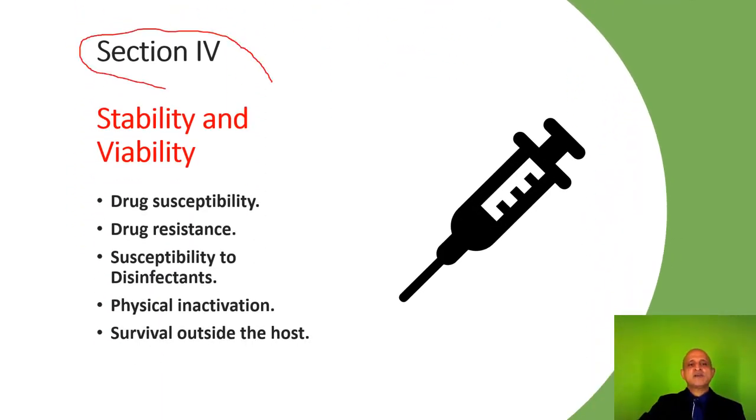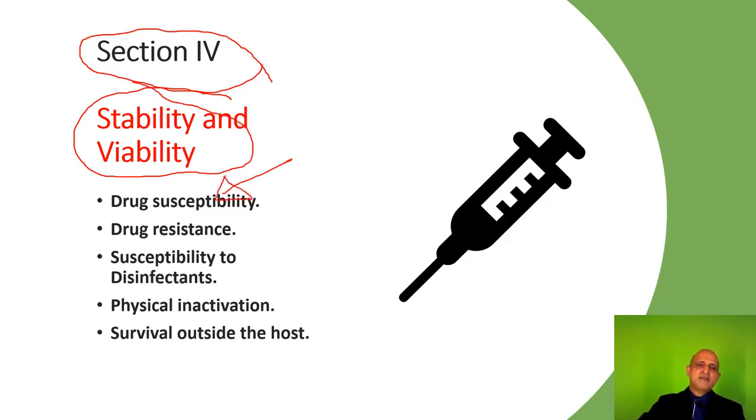Section 4 focuses on stability and viability, and this relates to environmental stability as well as stability in the host. Drug susceptibility, as you must be well aware by now, a large number of microbes are basically resistant to drugs, and they have developed what is known as antibiotic resistance profiles, and we must ascertain this in order to prevent laboratory acquired infections and hospital acquired infections.